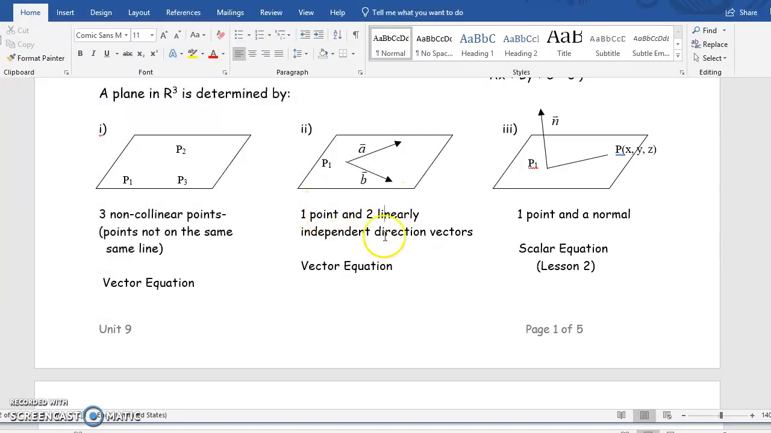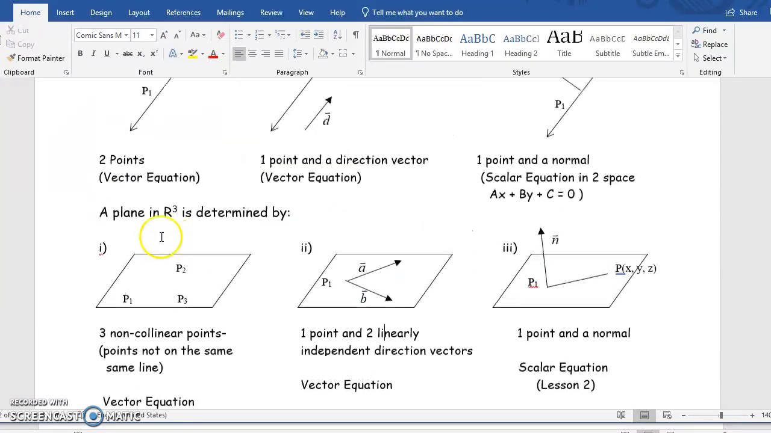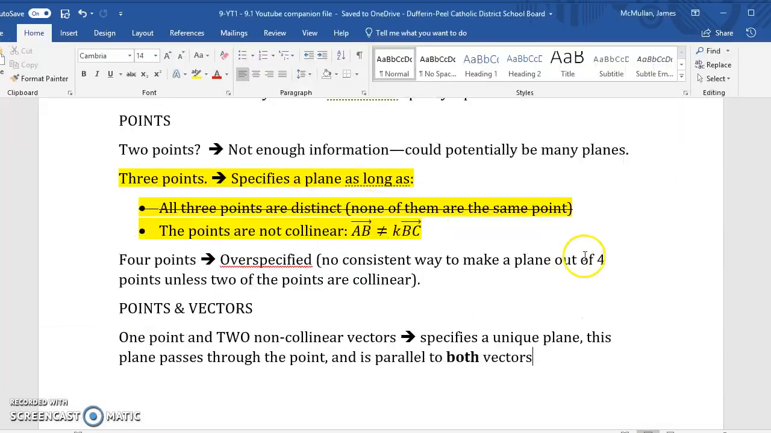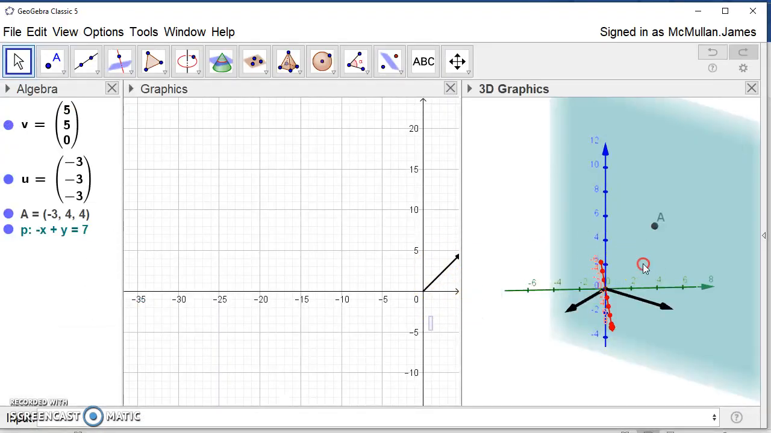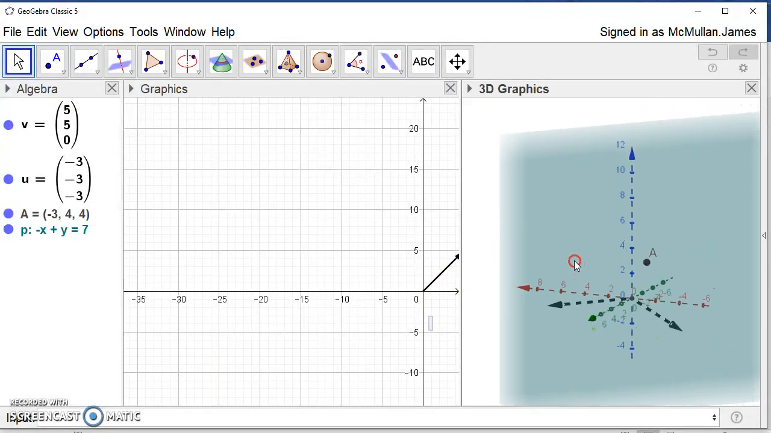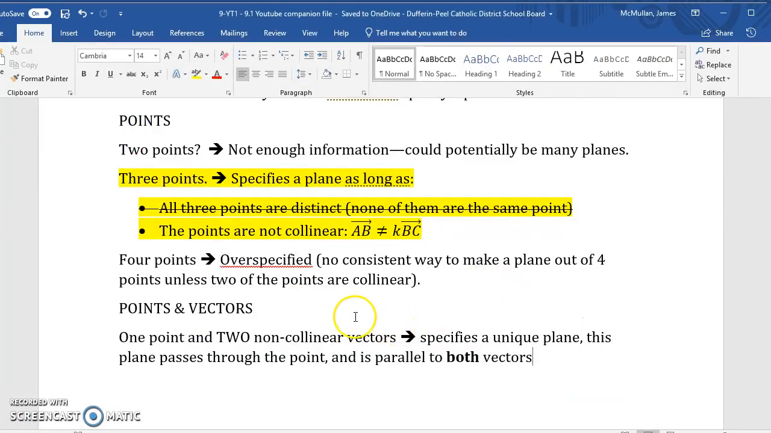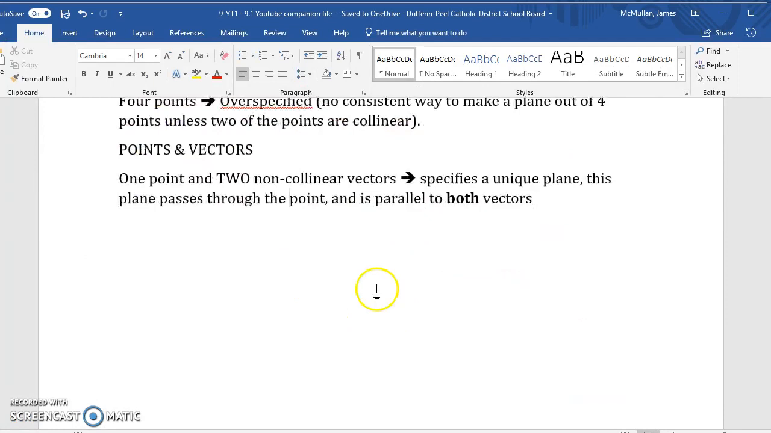So one point and two non-collinear direction vectors works. Three non-collinear points work, and that's where we're going to sort of stop for today in terms of moving forward. Concepts-wise, you need to understand those two things. Now, understanding the equation of a plane is also a bit complicated in terms of just trying to figure out. Let's concentrate on the vector equation of a plane.